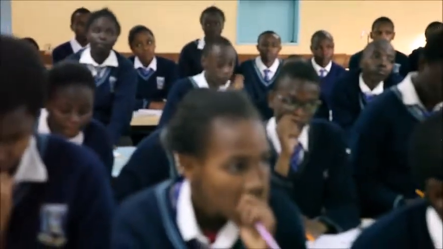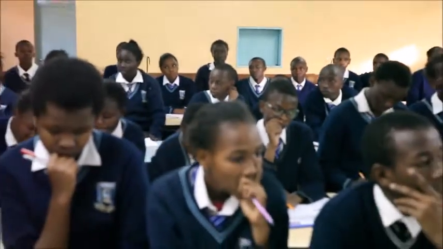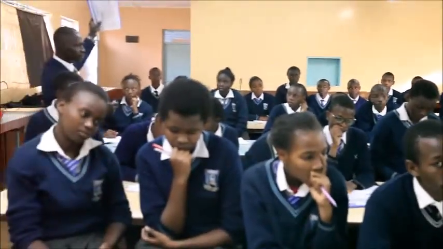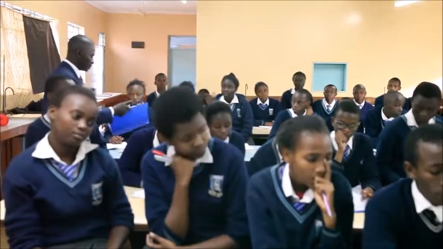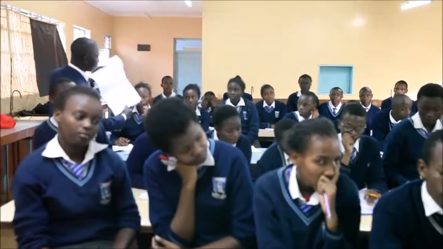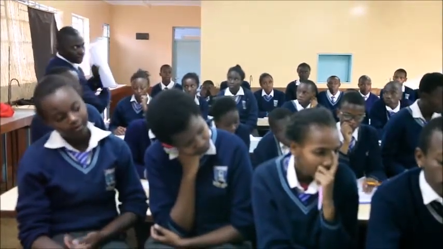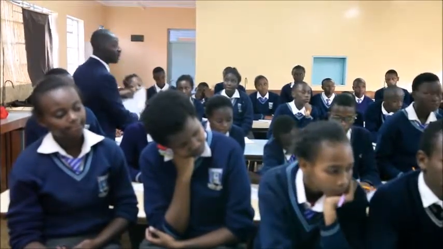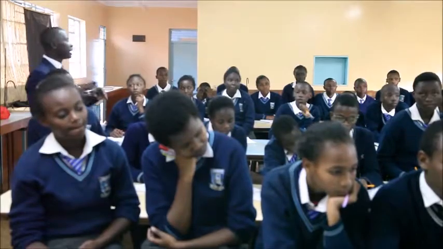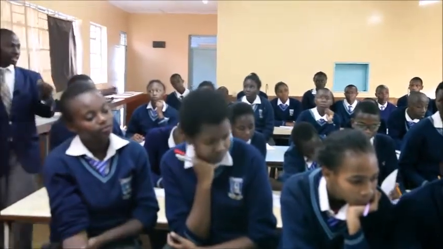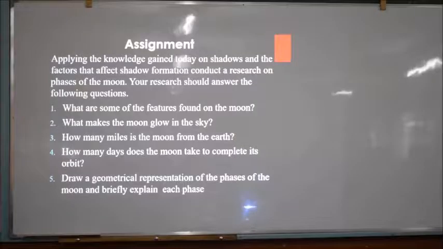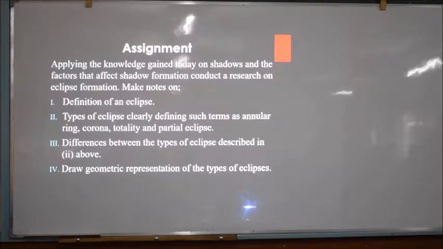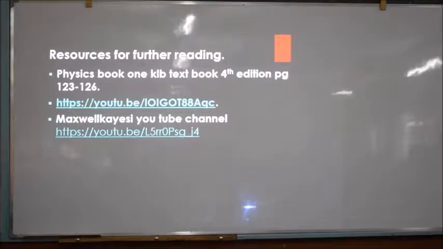And therefore, to come to the end of this lesson, there is an assignment that you are going to do. I have given the assignment in these handouts, in your groups. The assignment is at the back of this handout in your respective groups. You do further research on the phases of the moon and formation of the eclipse, then answer those questions.